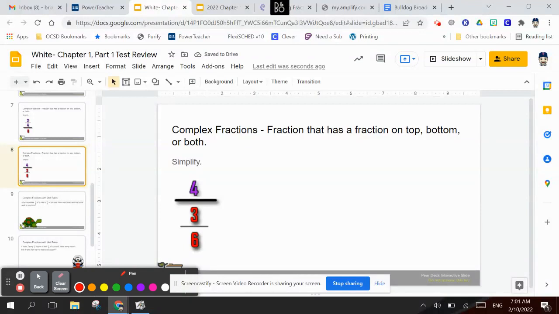So here's one with a whole number on top and a fraction at the bottom. So again, I'm going to take 4 divided by 3/6. So again, my keep, change, flip. Keep the first fraction the same. 4 as a fraction is 4 over 1. I'm going to change the sign from divide to multiply. And then I'm going to flip the second fraction. So I'm going to move my denominator 6 to the numerator, my numerator 3 to the denominator.